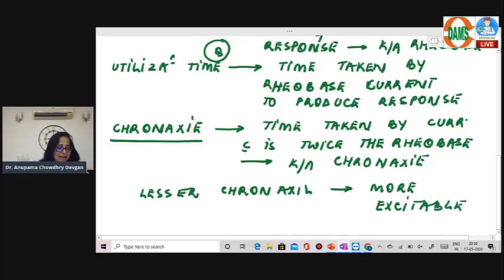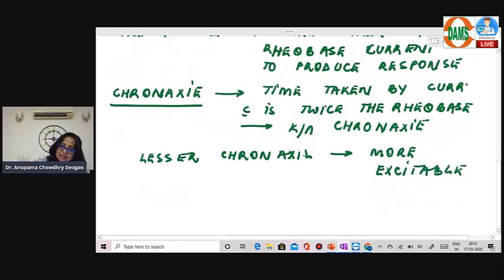This is not math. Chronaxy cannot be two times the utilization time or half the utilization time. Chronaxy will be lower than the utilization time, isn't it? It is not a linear relationship, so it cannot be half. Okay? Now, lesser the chronaxy, more the excitability. Please remember, excitability is in terms of time taken for response.